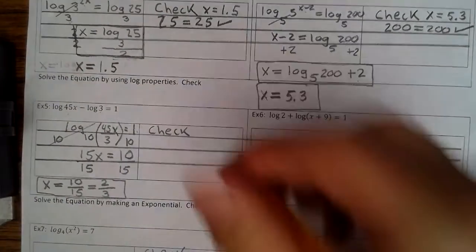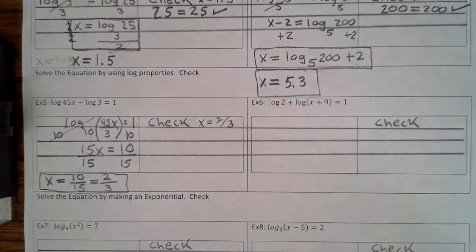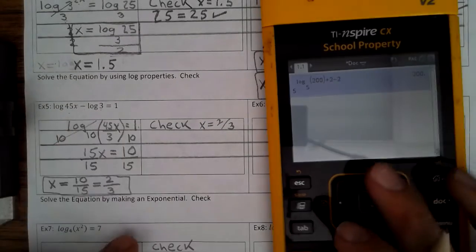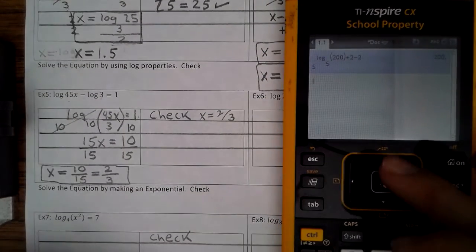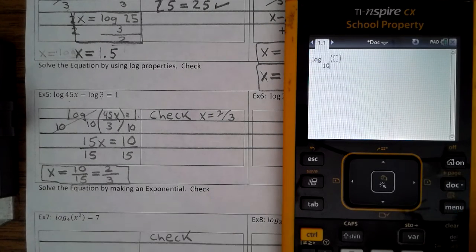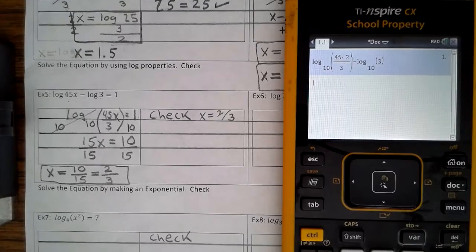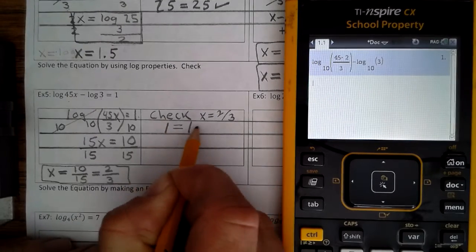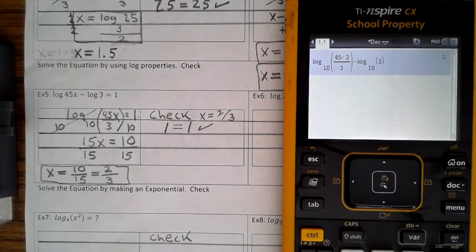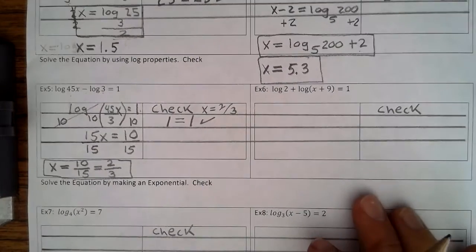Okay, so now we're going to check x equals 2/3. So to do that, we're going to plug 2/3 in for x. We're going to press Control log, and remember we said base is 10, of 45 times 2 divided by 3 minus Control log base 10 of 3 is 1. So 1 equals 1, so this checks. Okay, go ahead and finish up example 5. Okay, now example 5 is finished. Let's take a look at example 6.